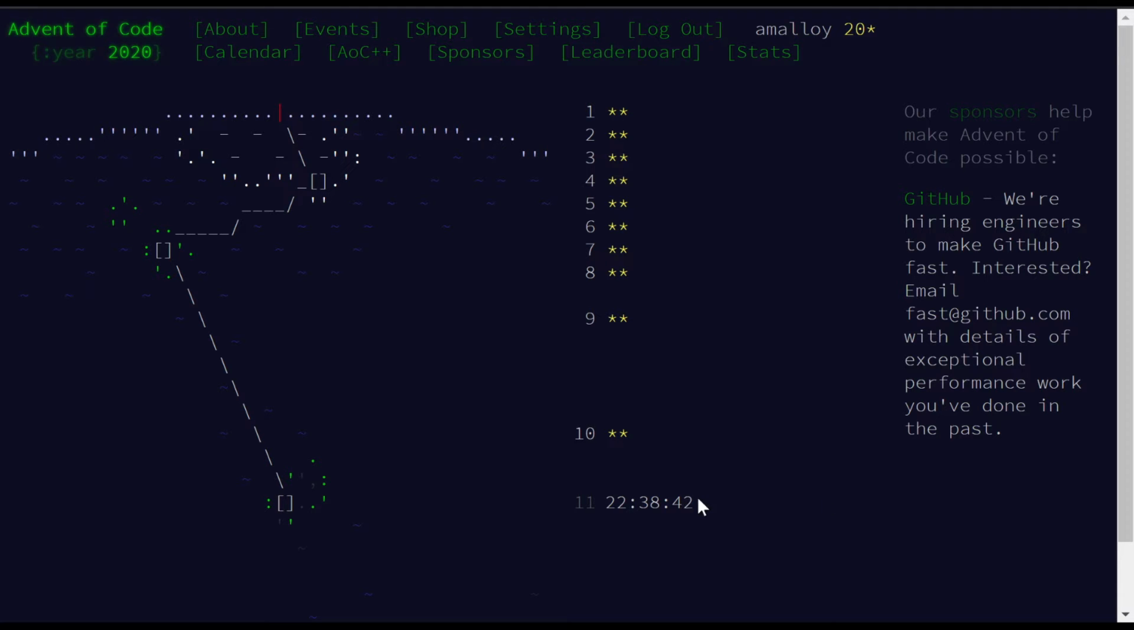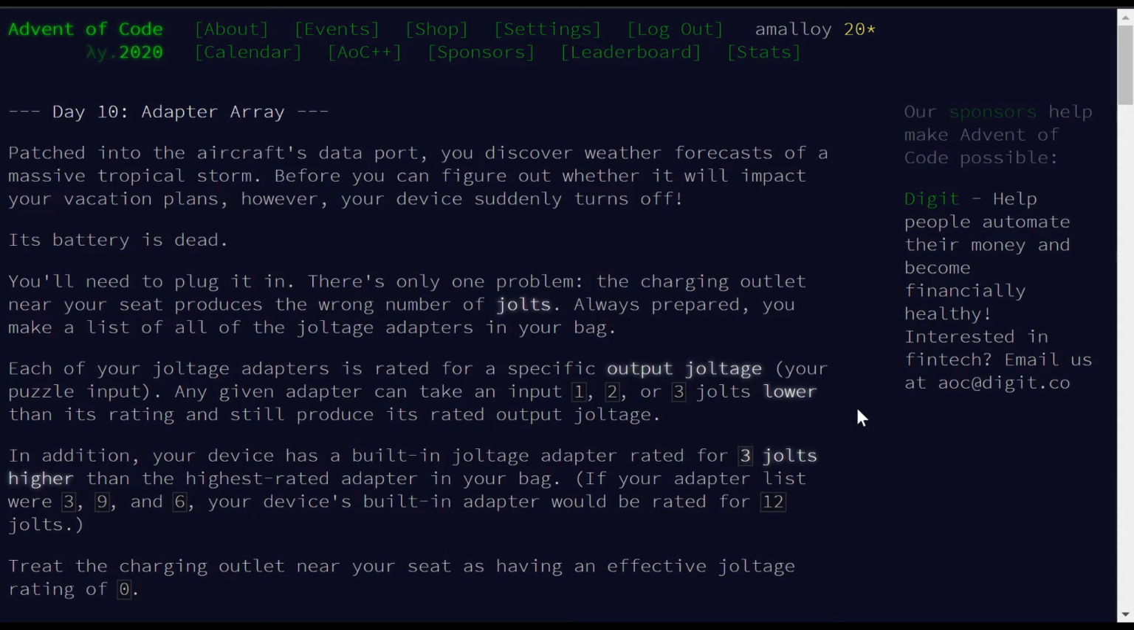But it didn't take me that long. Less than an hour for sure. I found this problem easier than most of the recent ones. Anyway, let's get started. Day 10, Adapter Array.